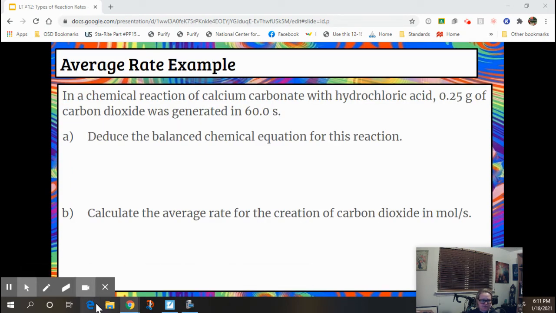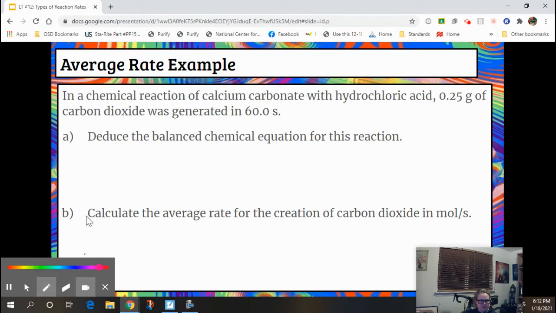So here's our practice problem. It says, in a chemical reaction of calcium carbonate with hydrochloric acid, 0.25 grams of carbon dioxide was generated in 60 seconds. We're going to deduce a balanced chemical equation for this reaction. Good practice there. And then we're going to calculate the average rate for the creation of carbon dioxide in moles per second. And notice here that I don't have moles per liters per second because we're talking about how many grams of carbon dioxide. So we're going to just convert grams to moles. So here we go. Step 1, deduce the balanced chemical equation.